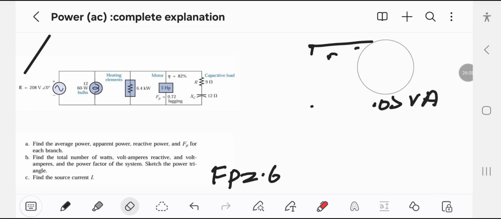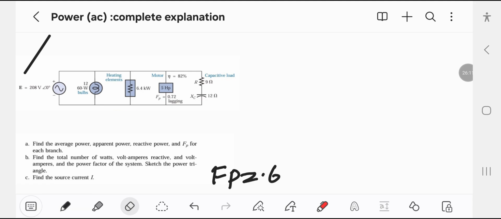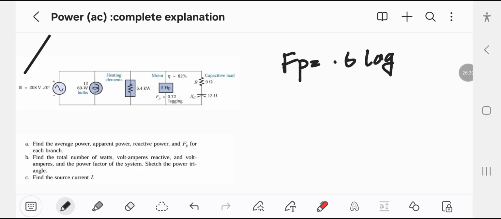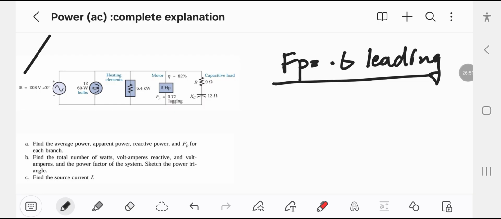So is the power factor leading or lagging? As we know, this network is actually a capacitive network. The power factor deals with the current. The current here in this case is leading the voltage by 90, so the power factor is also leading. An inductive circuit has a lagging power factor and a capacitive circuit has a leading power factor.